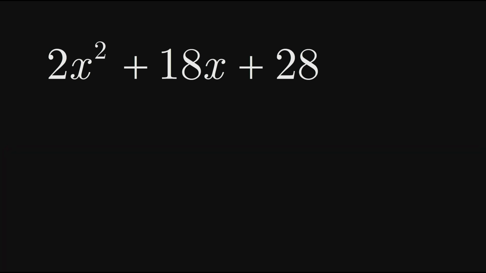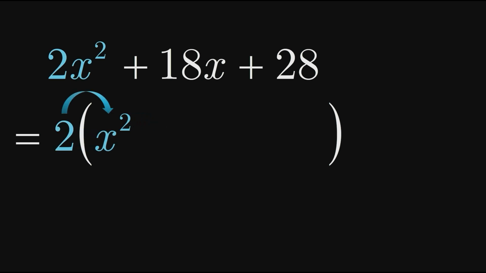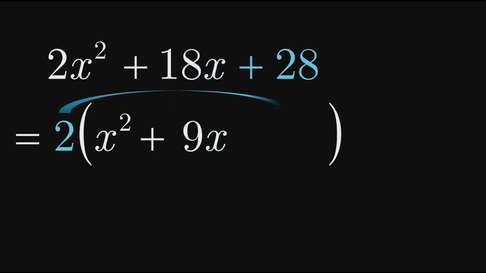Notice here that our coefficients 2 and 18 and our constant 28 are all divisible by 2. In fact, 2 is the greatest common factor of our three terms. Note that x is not a common factor here since the constant term 28 does not contain a power of x. So let's take out our common factor of 2. To get our original 2x squared term, we would need to multiply 2 by x squared. To get 18x, we would multiply 2 by 9x. And lastly, to get 28, we multiply 2 by 14.